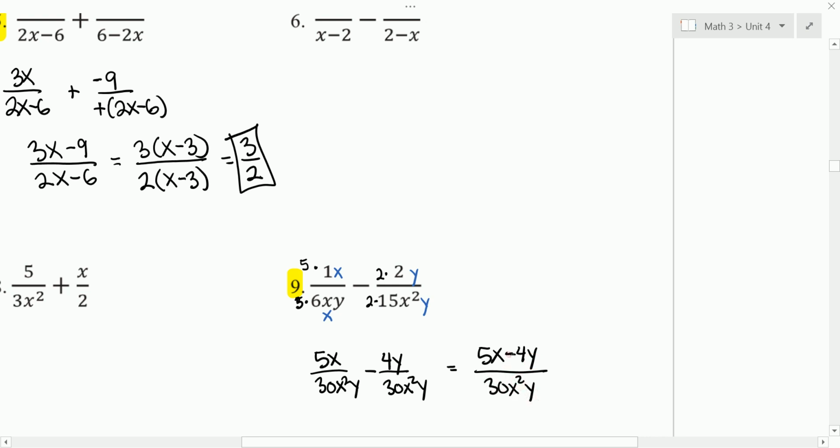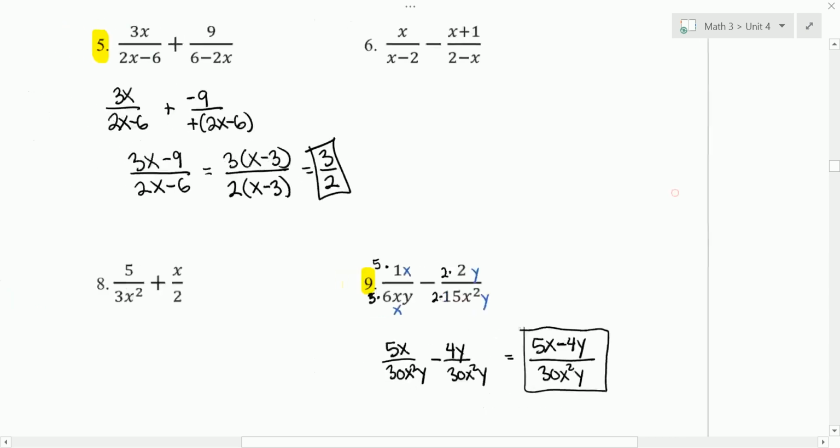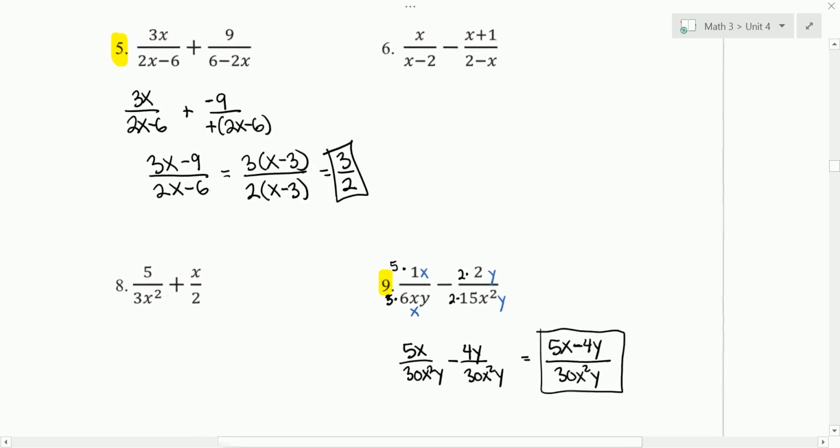And there's no common factor now that we can divide the numerator and denominator by, so that is our final answer. So I have performed the operation on 5 and 9. I have simplified. What I have not done though is talk about excluded values.